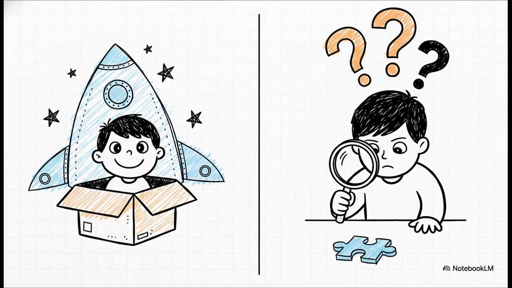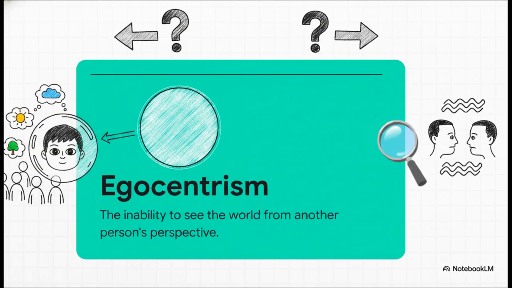But they have a major cognitive glitch called centration, meaning they get stuck focusing on just one single aspect of a situation at a time. Okay, highlight this next term in your notes because it is a massive feature of pre-operational thinking: egocentrism. Now, this doesn't mean the child is selfish or arrogant. It literally means they are physically incapable of seeing the world from another person's perspective. They just assume you see, hear, and feel exactly what they do.